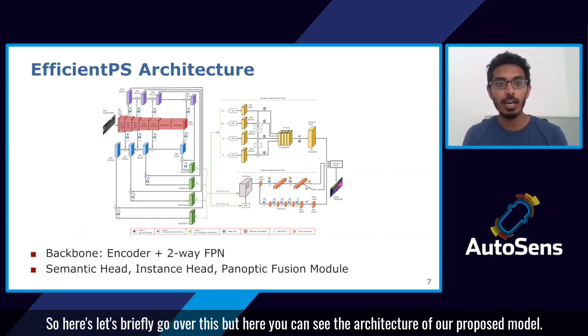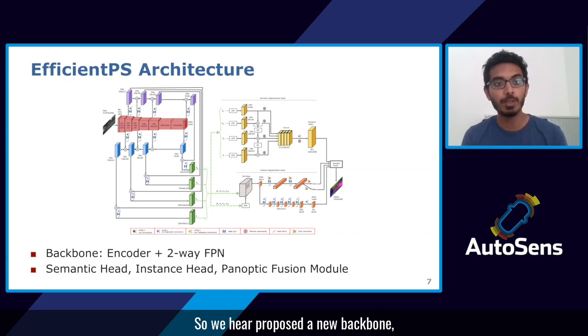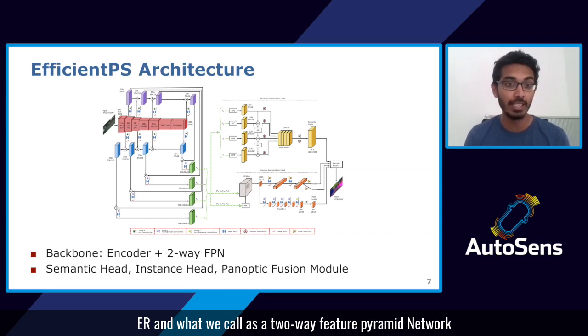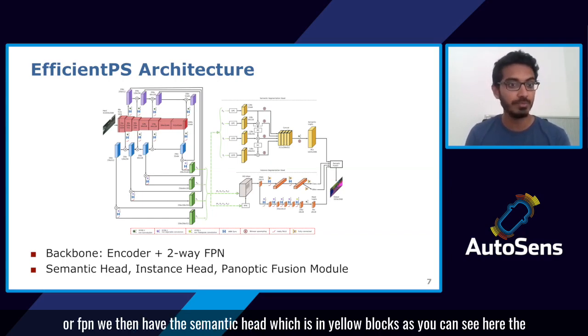Let's briefly go over this, but here you can see the architecture of our proposed model. So we here propose a new backbone, which is composed of an encoder and what we call a two-way feature pyramid network, or FPN. We then have the semantic head, which is in yellow blocks, as you can see here.